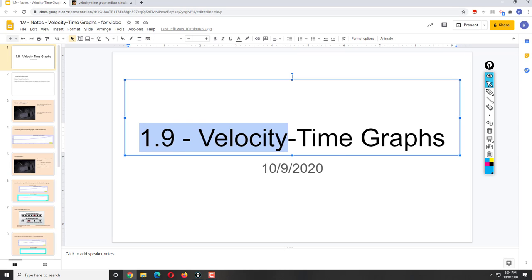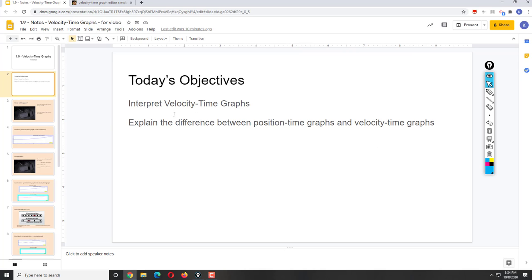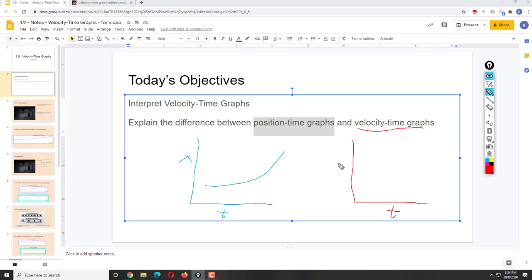1.9 Velocity Time Graphs. In the last two lessons, we learned about position time graphs. We want to know how the position changes over time. In this lesson, we will learn about velocity time graphs. It's still time here, but instead of position, we have velocity.